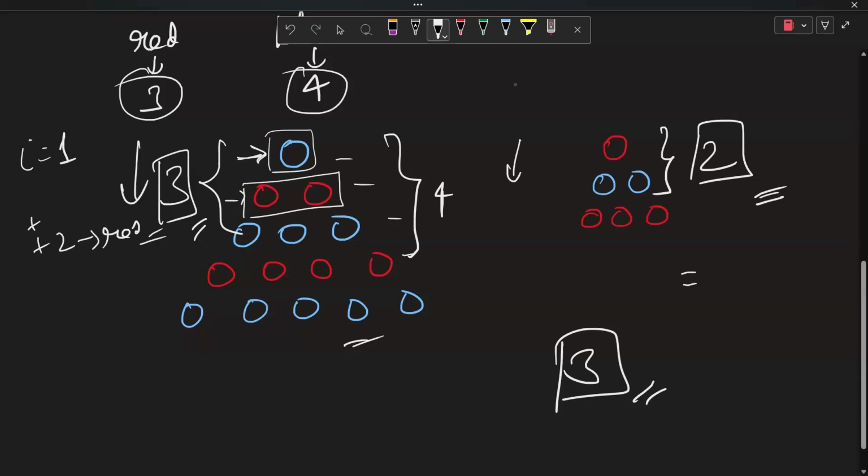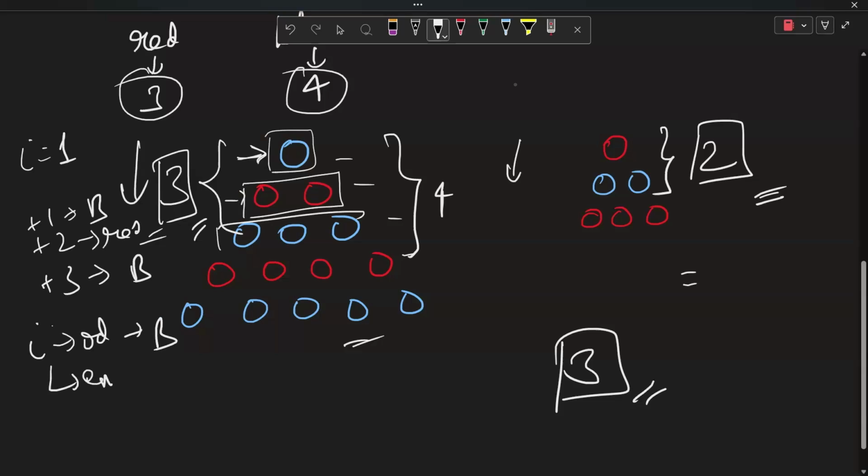For I equal to 1, you added plus 1 to blue, then plus 2 to red, then a plus 3 to blue. So you would just check if I is odd, you would add to blue. If I is even, you would add to red. You would add a plus I to blue, you would add a plus I to red. Simply. Okay. So just you would check for each height.